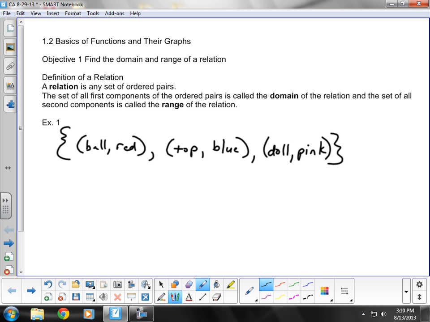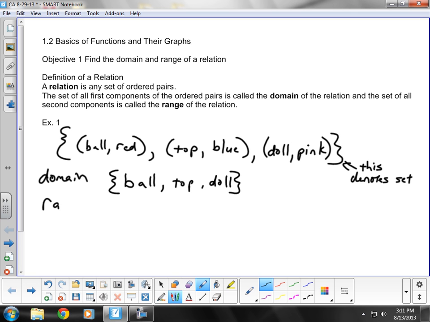The set of all the first components is called the domain. So in this case, the domain of this set that I have come up with, and remember these curly braces that we have here are the things that denote that to be a set. This denotes set. Okay, it's called set notation. And so the domain here for this particular relation is ball, top, and doll.